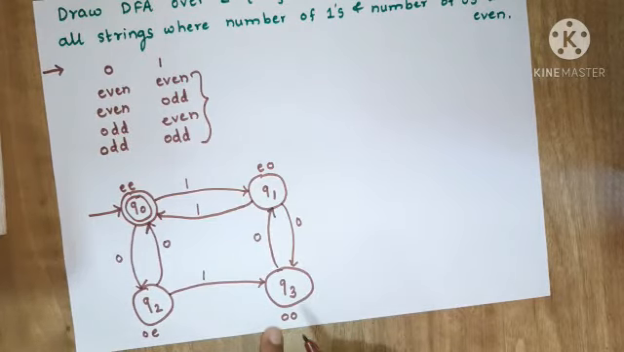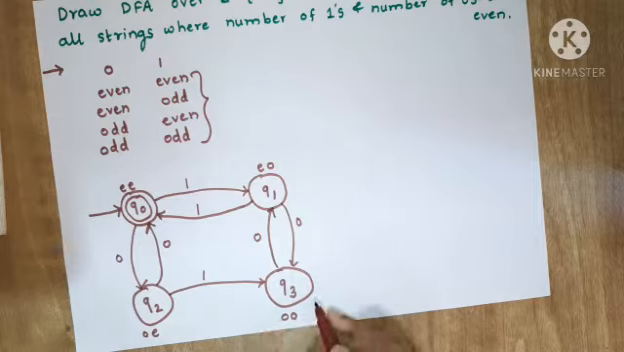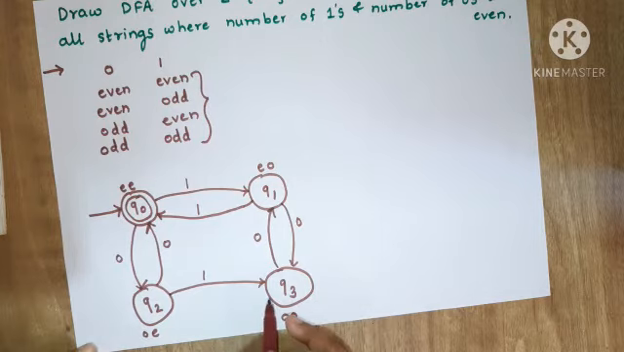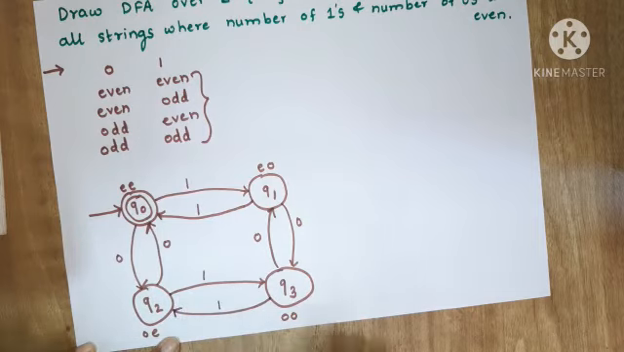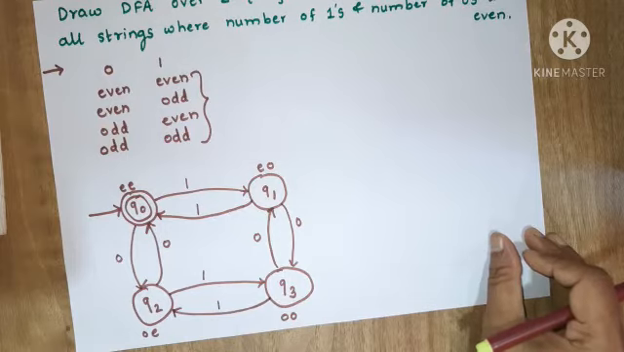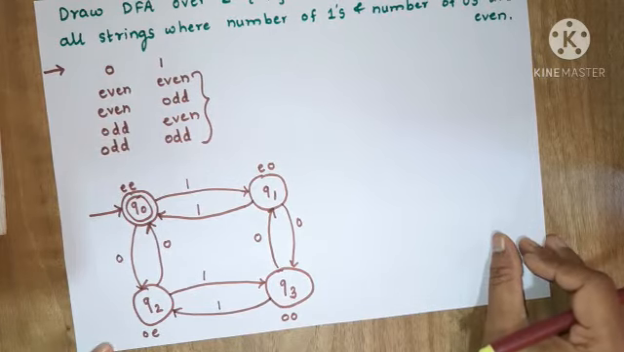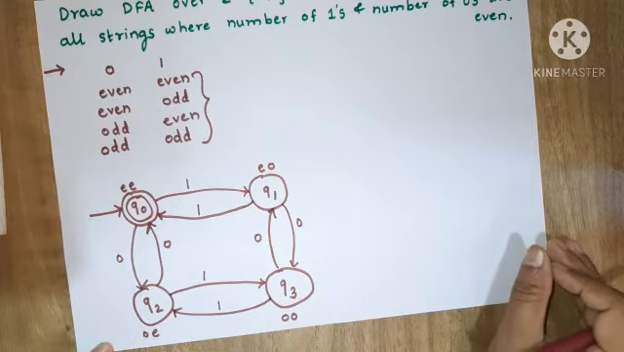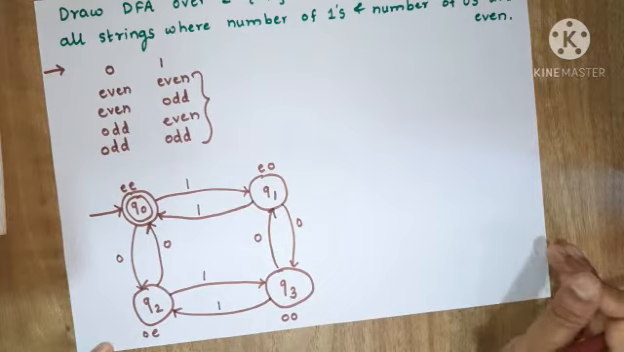And in Q3, the number of ones are odd, and if I get one more 1, my number of ones will become even, and already my number of zeros are odd, and that's why I will go to this particular state for 1. So this is a DFA for all the strings where number of ones and number of zeros are even.